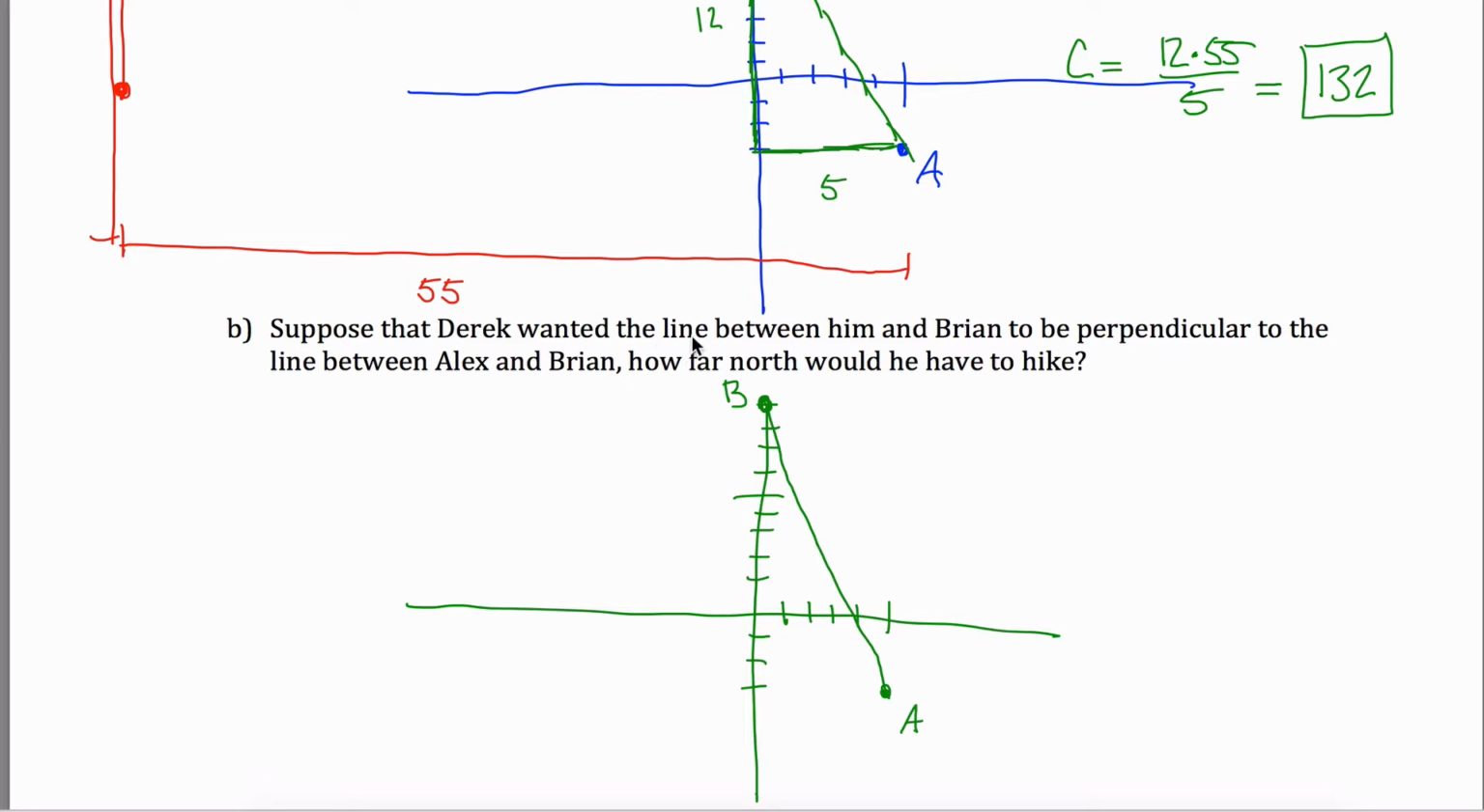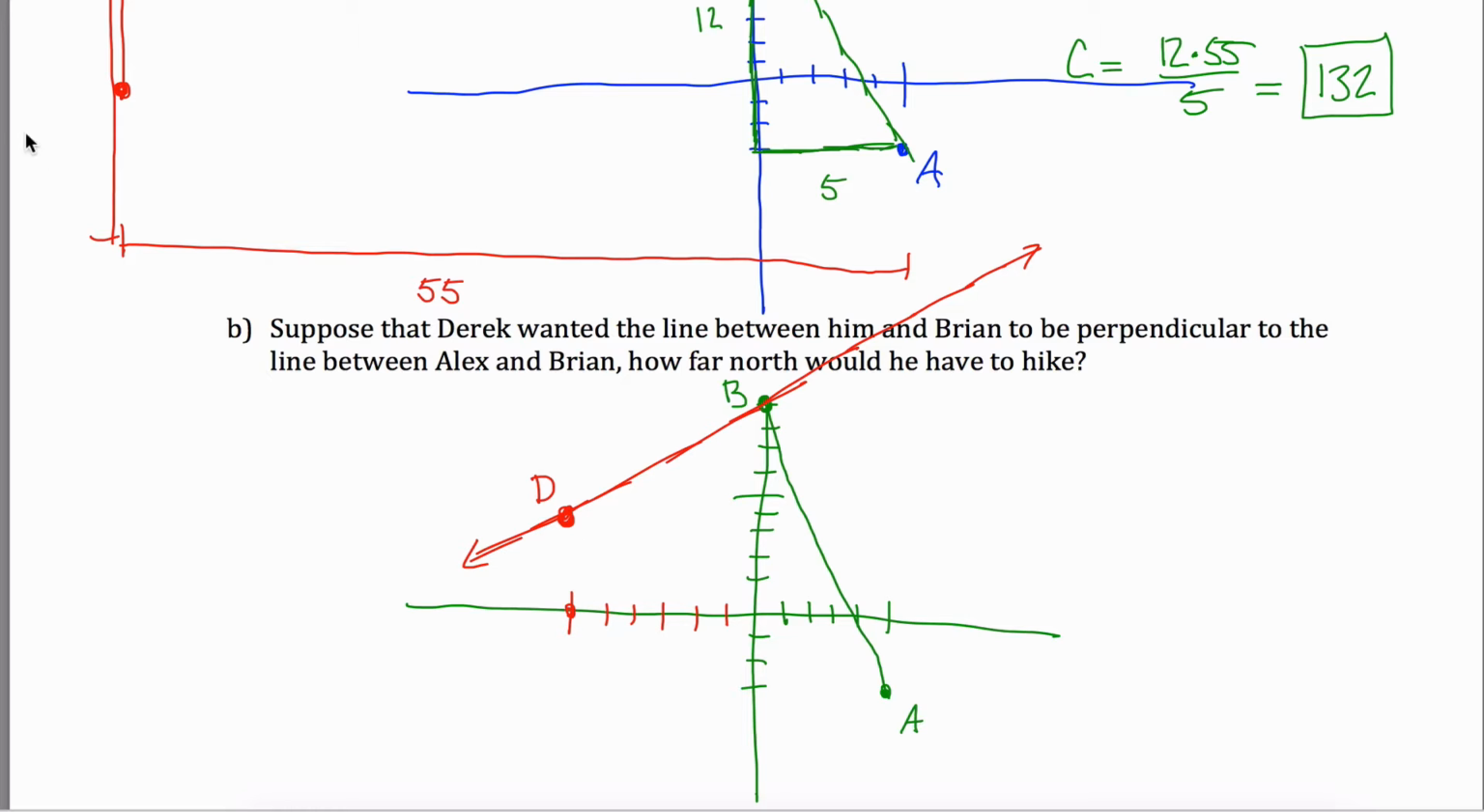And Derek wants the line between him and Brian to be perpendicular to the line between Alex and Brian. So the line perpendicular would be kind of this line, what I'm drawing right now. So since Derek started out going 6 in this direction, Derek is there, and I'm going to draw this line perpendicular, maybe not to scale. What I need to figure out is what is this height right here?